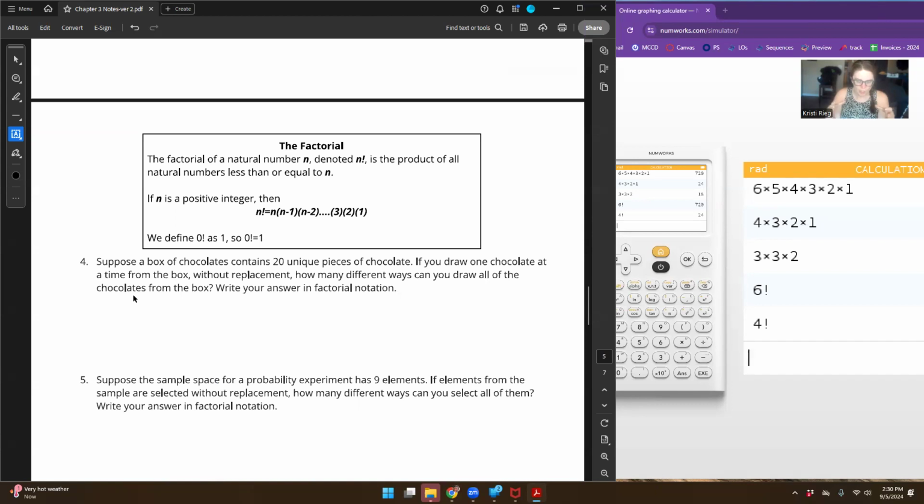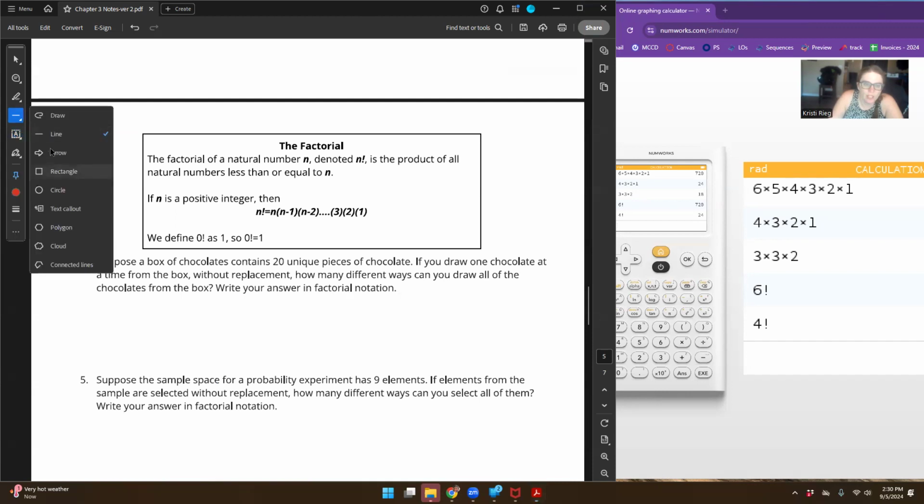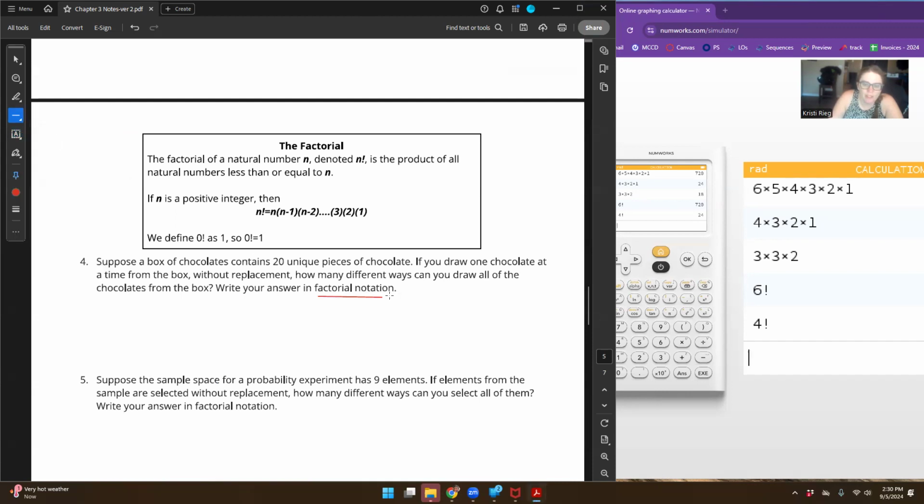We have 20 chocolates. So there's 20, take one out. Now there's 19, take another one out. Now there's 18, and so forth. It says to write your answer in factorial notation, so we don't even have to calculate it. We're just going to say that this is 20 factorial. And to do that on the computer, you just type in an exclamation point.